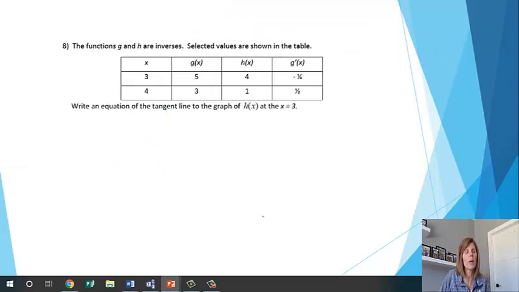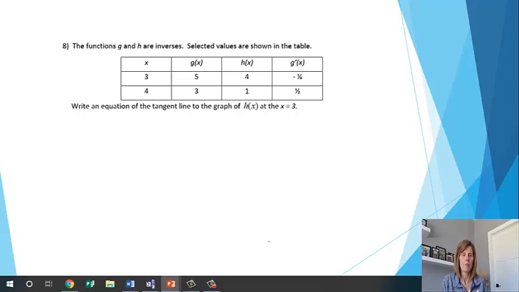Okay, I'm going to let you go ahead. Let me read number 8. The functions g and h are inverses. Select values are shown in the table. Write an equation of the tangent line to the graph of h at x equals 3. Hopefully you're going to pause the video at this point in time, give it a whirl on your own, and then come back and see how you did.